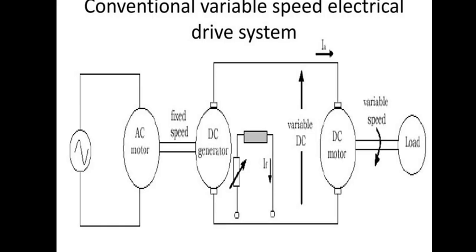Four-quadrant operation is also possible: forward motoring and forward braking, and reverse motoring and reverse braking. Speed reversal is achieved by reversing the polarity of the generator output or the motor field.